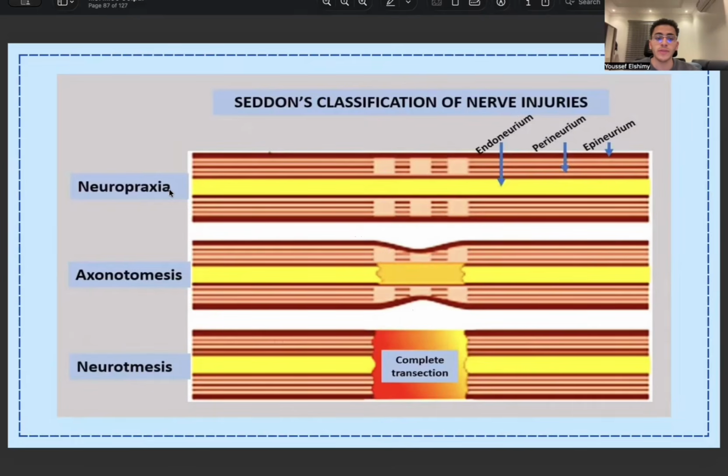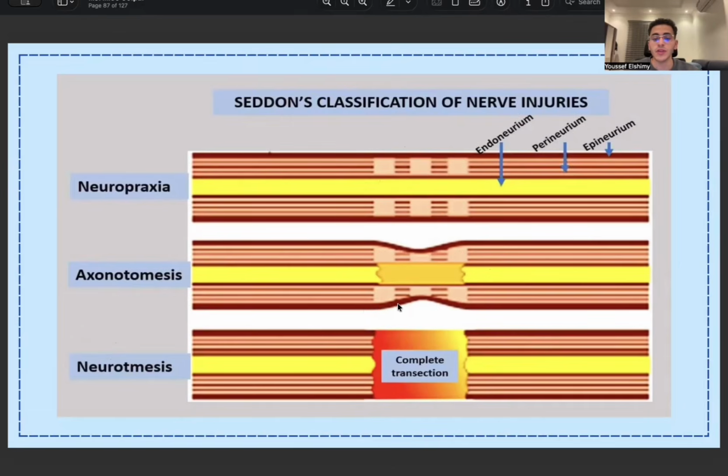Okay, so why do we classify nerve injuries? Because depending on the type, we have a prognosis. So, for example, neuropraxia has the best prognosis because it's just a slight stretch of the nerve with all three nerve layers intact. So it has the best prognosis and you regain the function back shortly. Then we have axonotmesis, which doesn't have the best prognosis, but it's much better than neurotmesis since the outer layer is still intact.